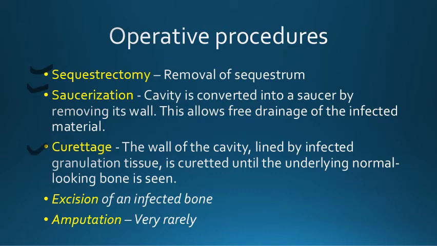You have to do a curettage. After you remove your sequestrum and do saucerization, you have to curette the wall of the cavity so that infected granulation tissue can be removed until the underlying normal looking bone is seen, bleeding bone is seen. Then you have to do excision of the infected bone, and you can also do amputation, but that is very rare. If a person has had chronic osteomyelitis for years and the patient specifically requests it because he is not able to do his daily activities, you can do an amputation.